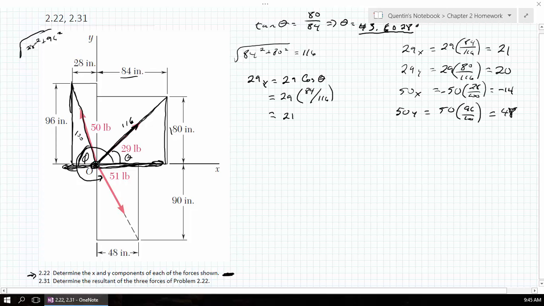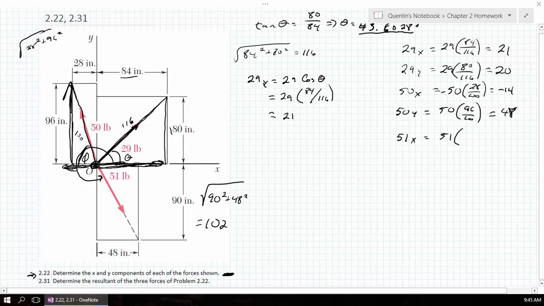How do you know it's positive? Because it's pointing up. That's what it is. Okay, and then the last one, if you look at the square root of 90 squared plus 48 squared, it's equal to 102. So therefore, 51 in the x direction is 51.